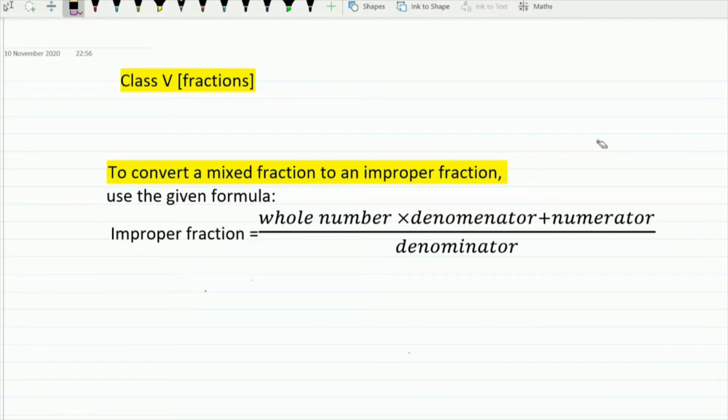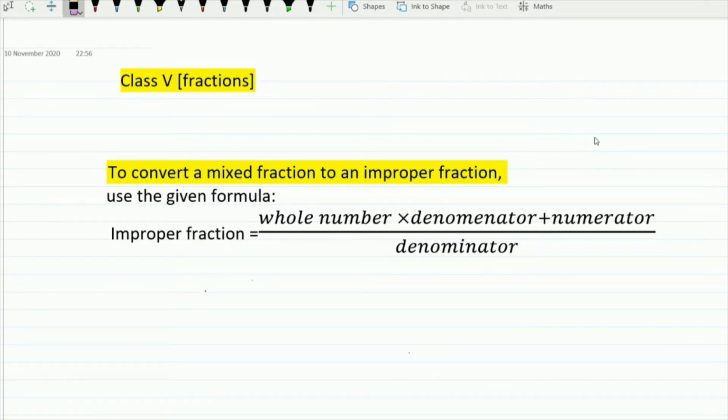Today's session. Today's topics are to convert mixed fraction to an improper fraction, convert improper fraction into mixed fraction, reduce a given fraction into its simplest form or lowest form, and write equivalent fraction for the given fraction. I will write the topics here.